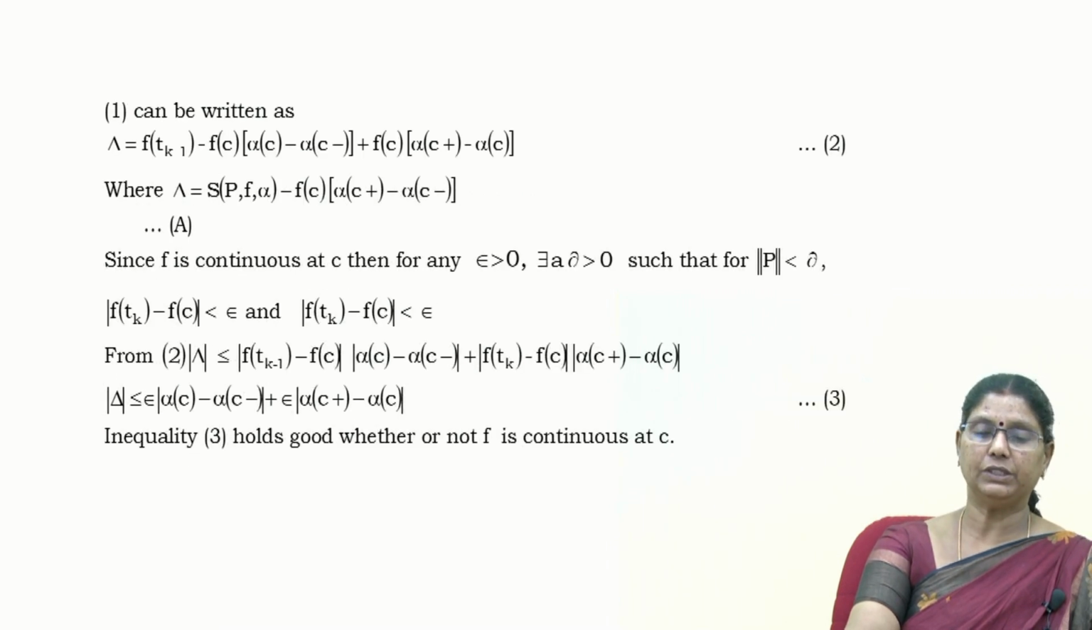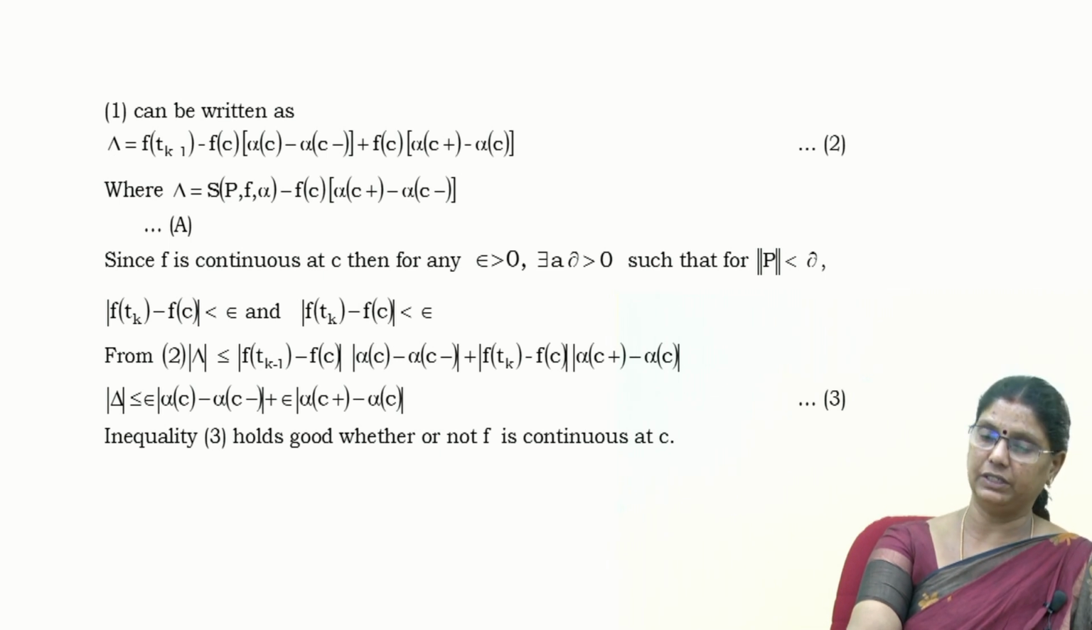So, therefore, equation 1 can be written as delta equal to f of t_{k-1} minus f of c into alpha of c minus minus alpha of c, plus f of t_k minus f of c into alpha of c plus minus alpha of c, and hence delta is expressed as A.